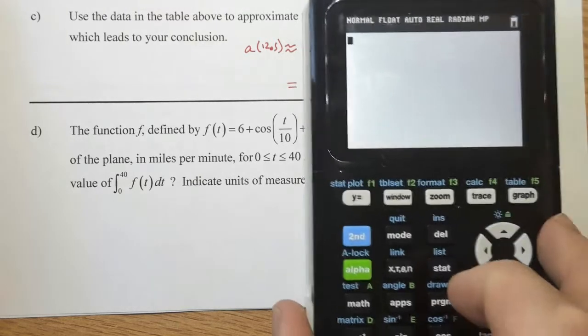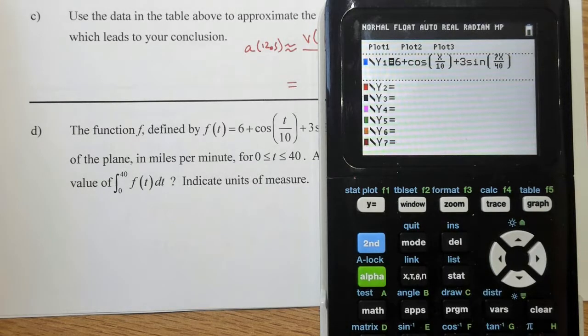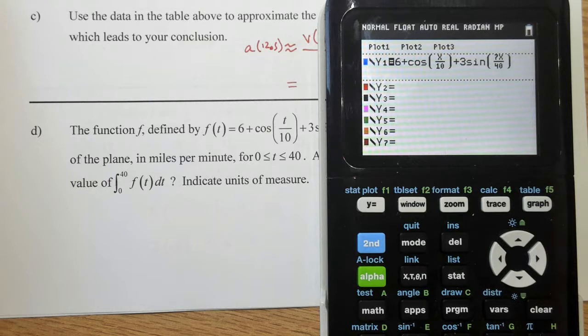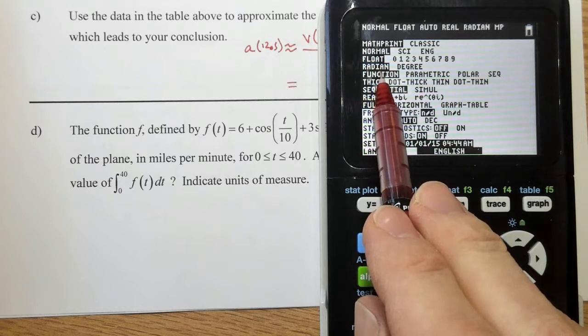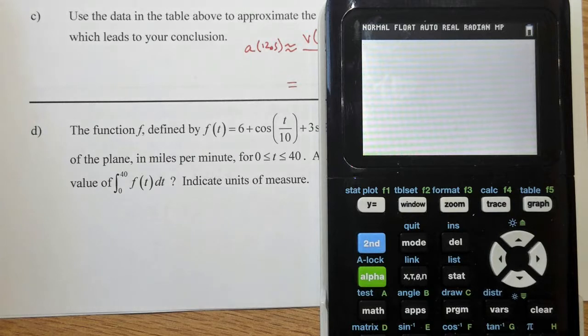So if we pull out our calculator, and we're going to go into y equals, and we're going to make y1 equal to that function, 6 plus cosine x over 10 plus 3 times the sine of 7x over 40. Now this involves trigonometry, and we are in calculus class. We want to make sure that we're in radian, so we're going to hit the mode button. In doing so, we see that the calculator is in radian mode, which is important. And now we can go back to the main screen, and we can practice with our Math 9. So Math 9, our low bound is 0, our upper bound is 40, and our function is located in y1.